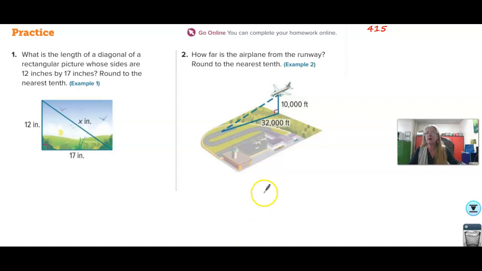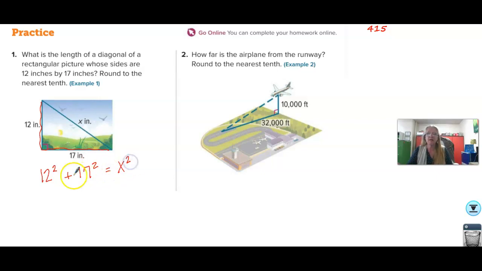Switch to pen. All right, they're looking for the diagonal. So where's the right angle? You see it's marked right here. So that means these are your legs. Oh yeah, this drawing pen is hard to draw with. These are your legs, so you have the legs and you need the hypotenuse. The way you're going to set this up is 12 squared plus 17 squared. Remember, leg squared plus leg squared equals the side you don't know.